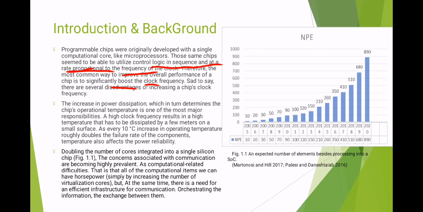That said, there are several disadvantages of increasing the chip's clock frequency. Mostly, temperature is very important. Every 10 degrees increase in the operating temperature roughly doubles the failure rate of the components. Temperature also affects the power delivery. This figure shows an exceeding number of elements being processed in the SoC.